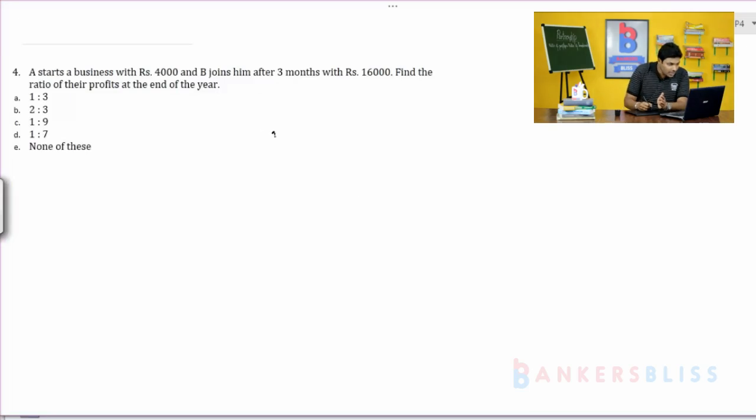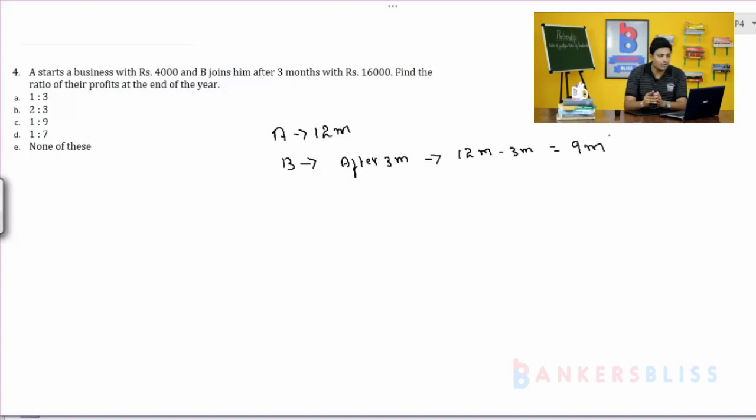See, A is investing for 1 year, that is nothing but 12 months, and B joined the business after 3 months, that is, in 12 months, 3 months he was not in the business. So, he is in the business only for 9 months, but his investment is 16,000, which is more than A's investment. A's investment is only 4,000. So find the ratio of their profits at the end of the year.